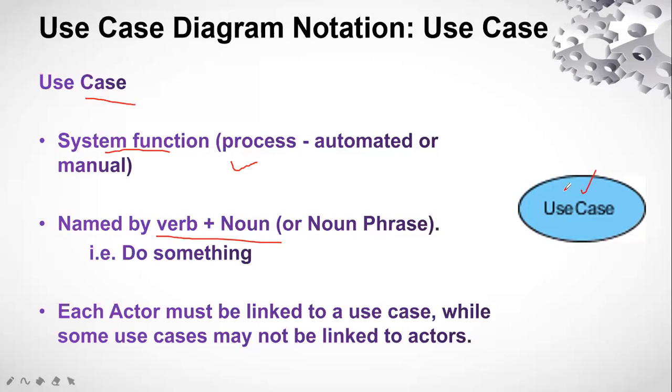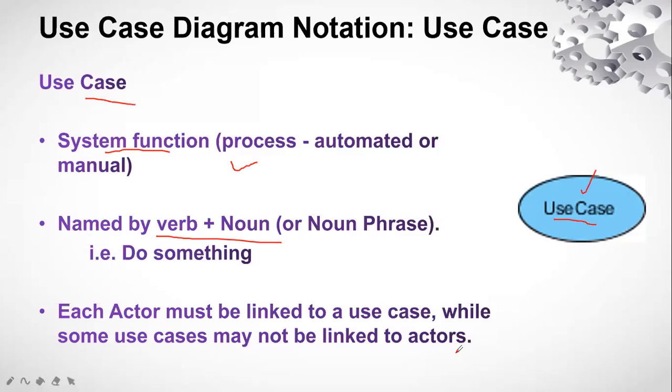These particular use cases are visually rendered in ellipse form, and the name is written inside the ellipse shape. Each actor must be linked to a use case, while some use cases may not be linked to actors. When I say there are two actors, it is not necessary that each use case has to be connected to both the actors.